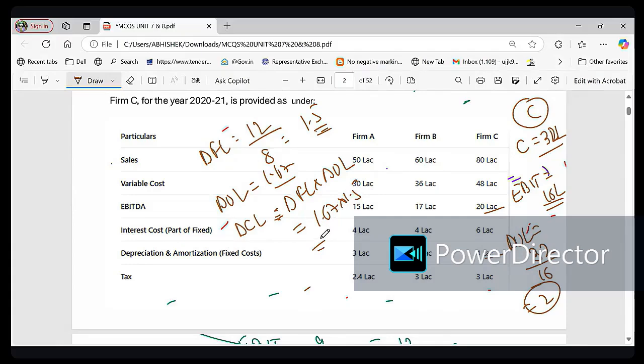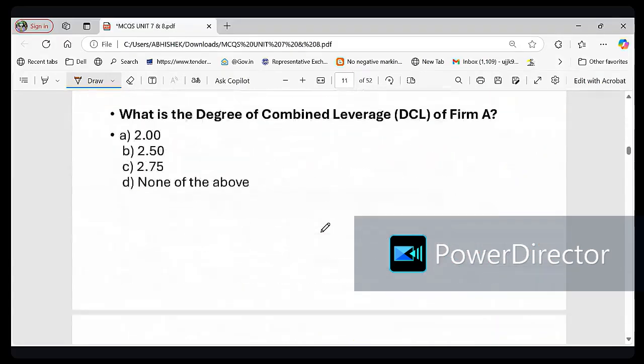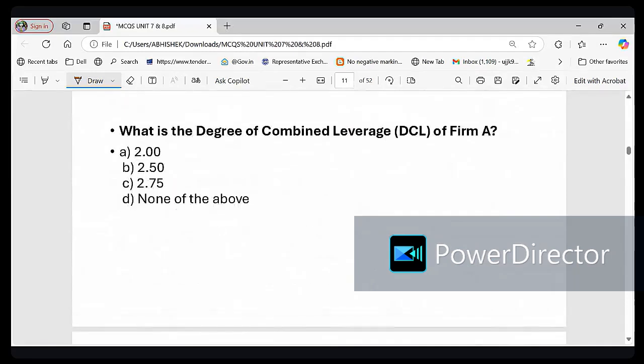Right? So let me show you the options. These are the options we have: 2.00, 2.50, 2.75, none of the above. 2.505, very good. So option number B is the correct answer, right?